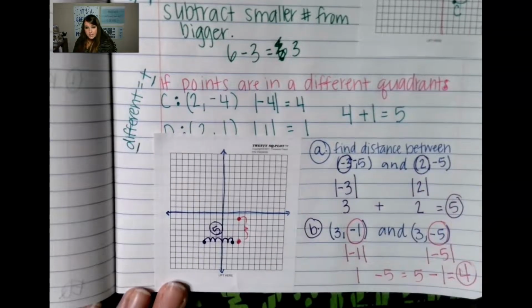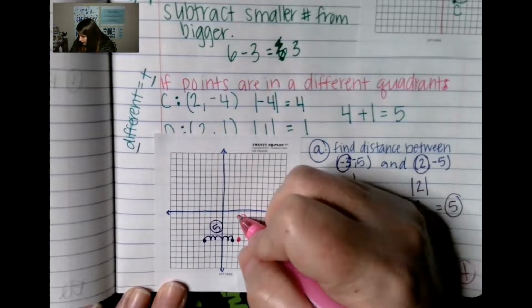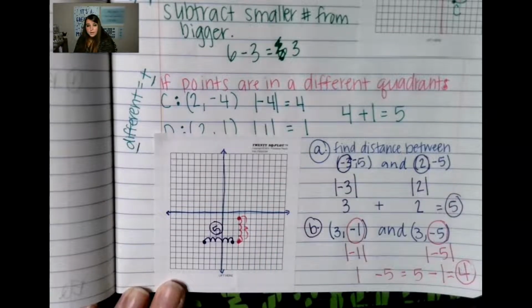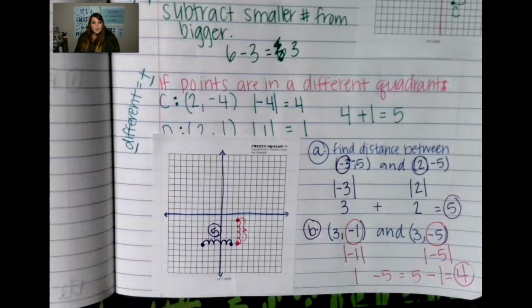So now we're just going to count those jumps. How many jumps does it take? 1, 2, 3, and 4. It took 4 jumps. So you can use any method that you like in order to jump between the points.